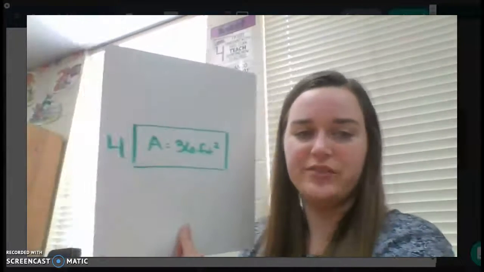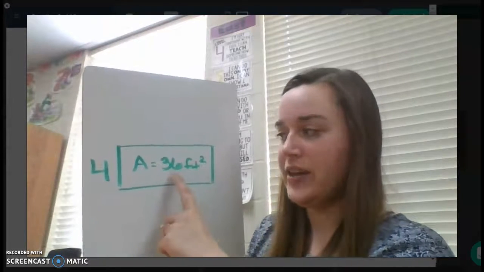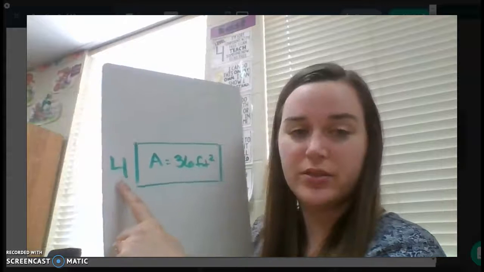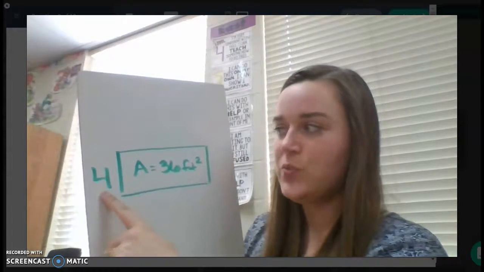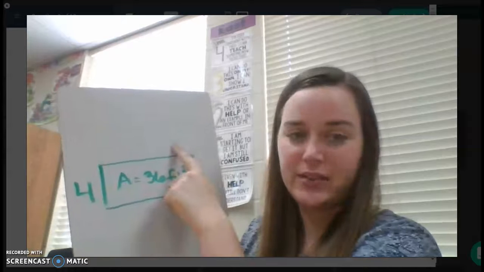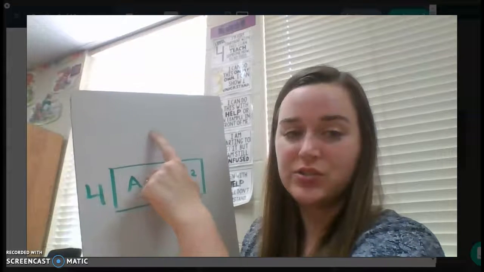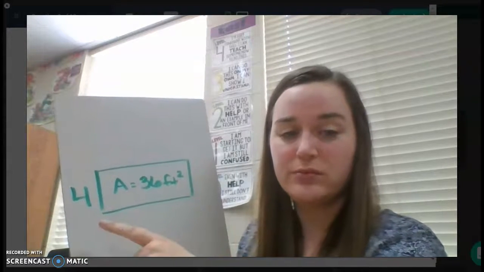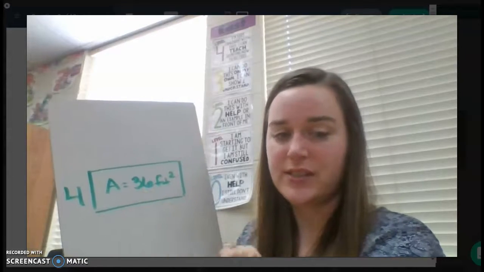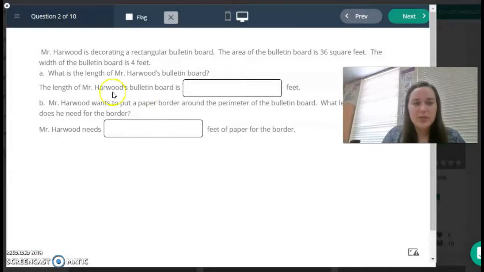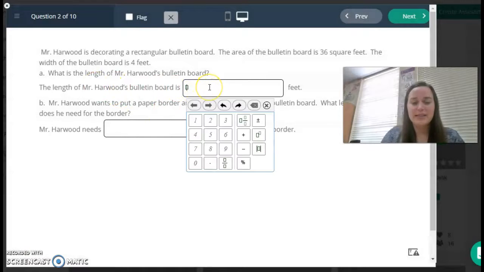Okay, so here is the picture of that. So I have the area is 36 feet and we know the width is 4 feet. So we need to figure out this length. So remember, we have area. We find area by multiplying the 2 sides together. So we just have to figure out what 4 times what equals 36. So if you, off the top of your head, knew that that was 9, congratulations, you are correct. Okay, now we can fill in part A. So the length of Mr. Harwood's bulletin board is 9 feet.